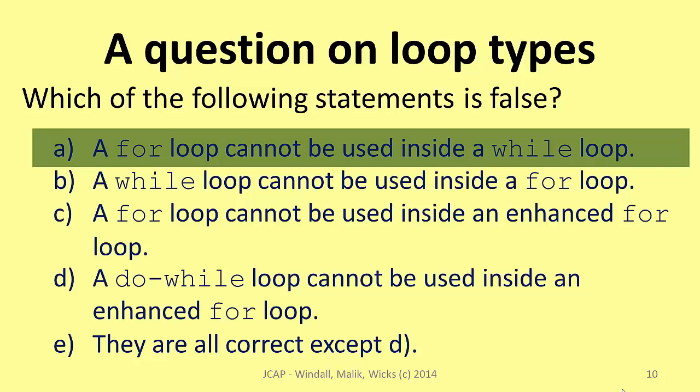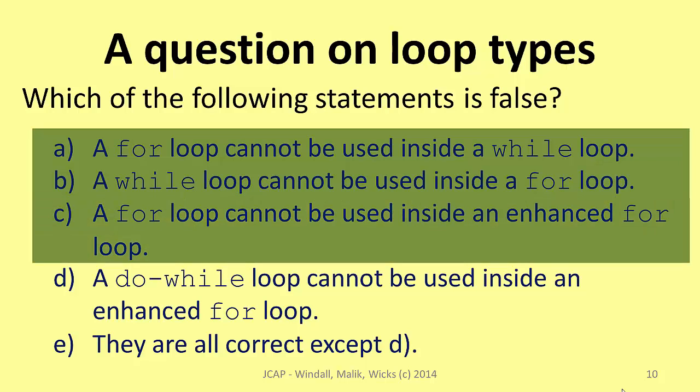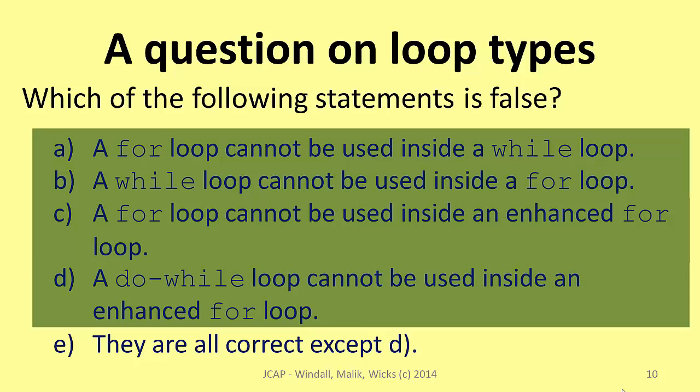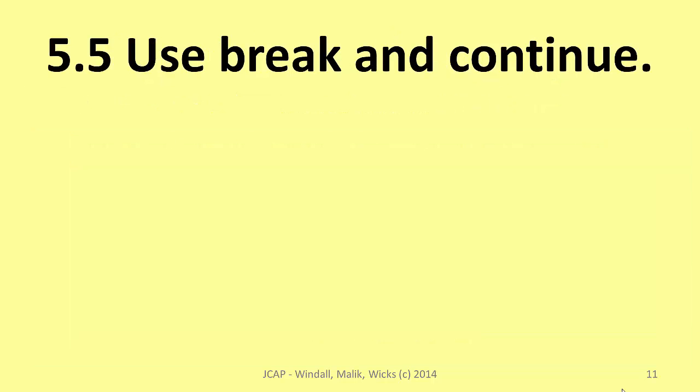What about B? A while loop cannot be used inside a for loop. Exactly the same logic holds true. You can use any loop inside any other loop. What about C? A for loop cannot be used inside an enhanced for loop. Well, same logic applies, as it does to D, because you can still use any loop inside any other loop. And E, they are all correct except D. Well, that's also false. So we tick that one as well. Be careful of questions like this in the exam. They can get quite tricky.